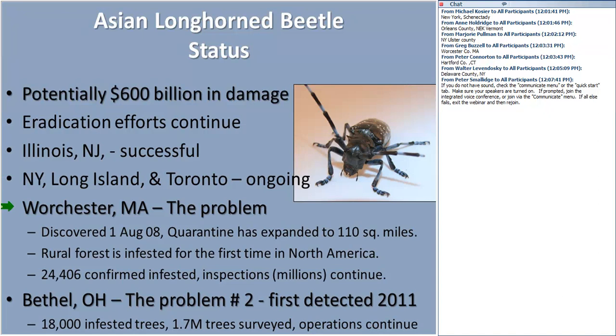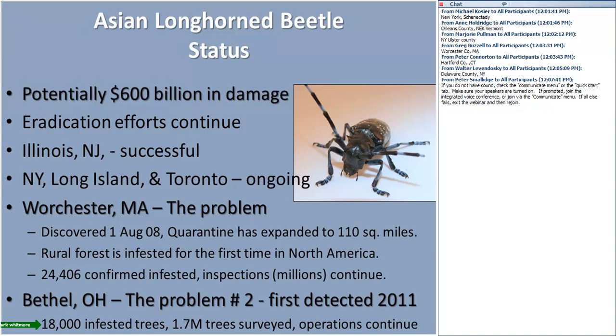We have a really big problem in Worcester, Massachusetts, and in Bethel, Ohio. In Worcester, it's been there since a homeowner detected it in 2008. The quarantine has expanded to 110 square miles, and it's stayed static at that point for a while. So I'm hopeful that they've got it basically contained, and they're just busy mopping up here and there. Many trees are taken out and chipped, and a lot of effort's gone into inspection and such. In Bethel, Ohio, first detected in 2011, and again, they're still cutting down many trees.